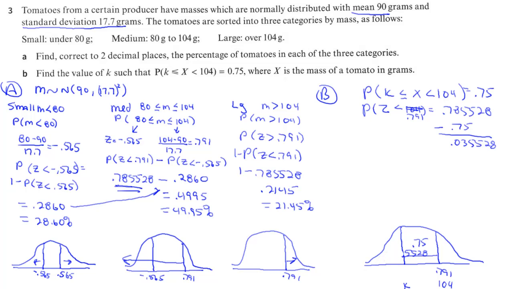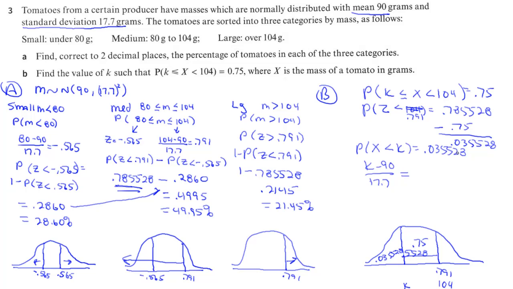And what that basically is going to look like is this little area down here is going to be 0.0355 blah blah. So now let's write our probability statement. We want to find the probability that x is less than k, and we know that that area is going to be 0.035528. Now I set it up as a z-score equal a z-score.